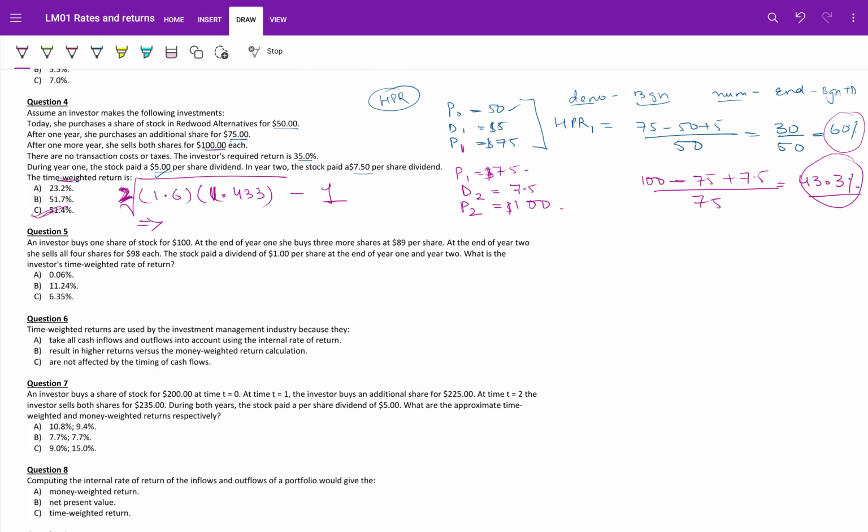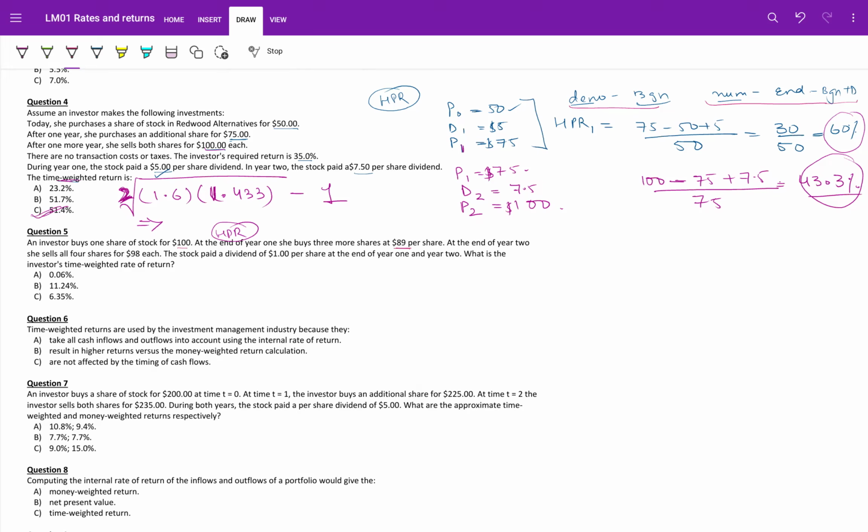Now let's go to question number 5. It's again a question from time weighted rate of return. In this question also they want us to calculate the holding period return, the time weighted rate of return, and for this we are going to calculate holding period return. Just remember that the denominator is the beginning value, and the numerator is the ending minus beginning. So the investor buys one share of stock for $100. At the end of year one, she buys three more stocks for $89. Here the value of the stock has actually fallen.